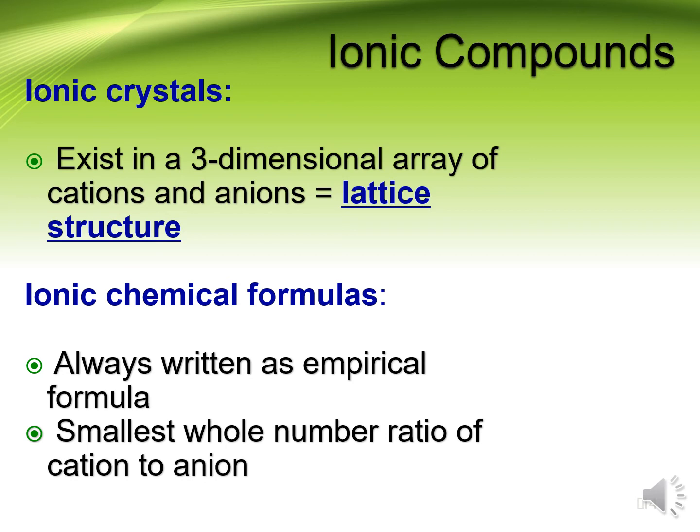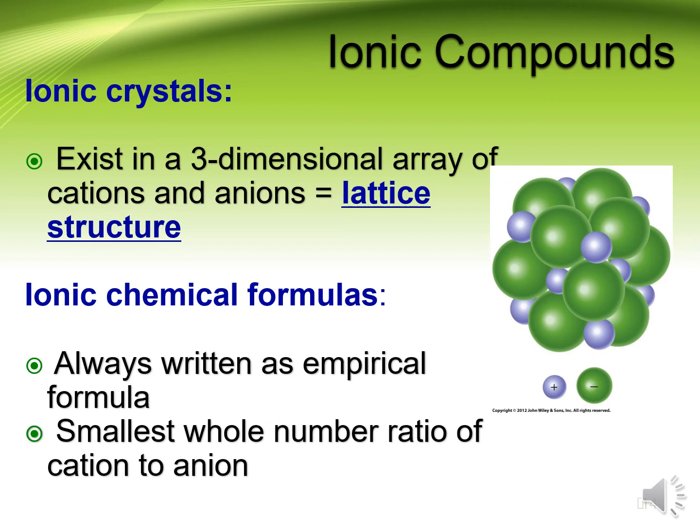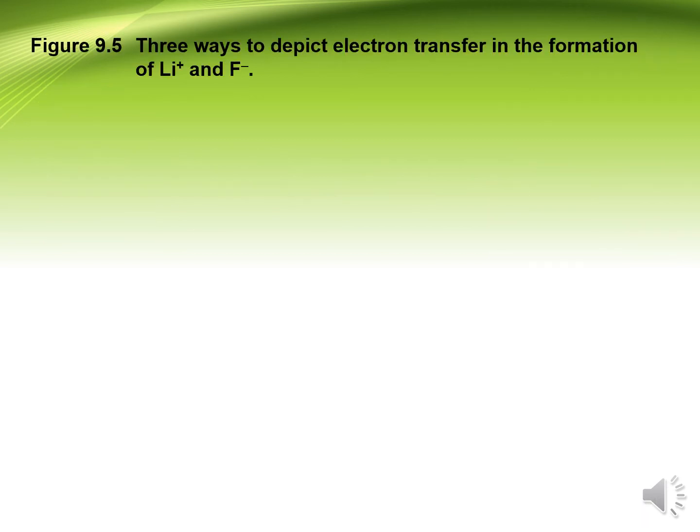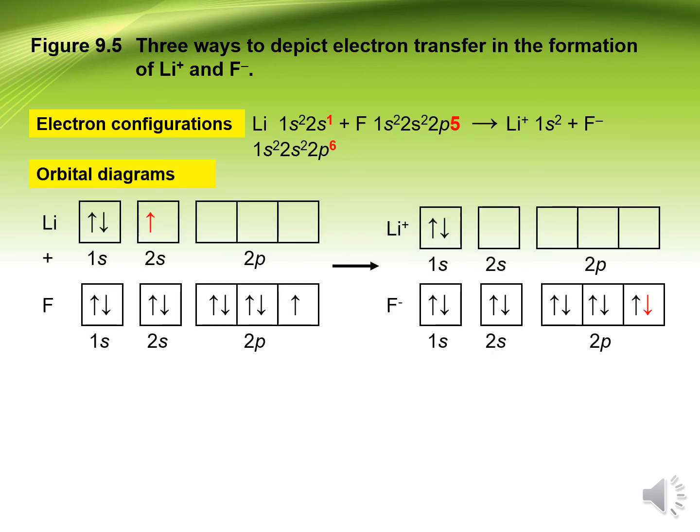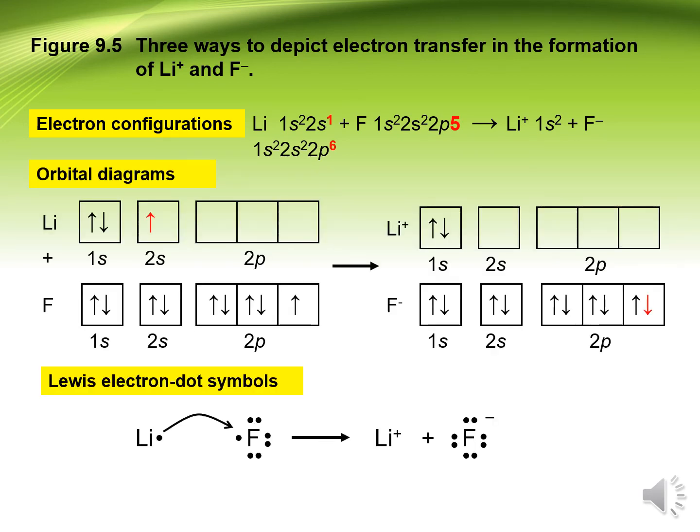Ionic compounds exist in a lattice structure and are usually written as an empirical formula. There are three ways to show electron transfer in the formation of cation and anion. First, by electron configuration. Second, by orbital diagram. And third, by Lewis electron dot symbol. By electron configuration, for example, the metal loses one electron to form a cation, and F will receive one electron from the metal to form an ion.